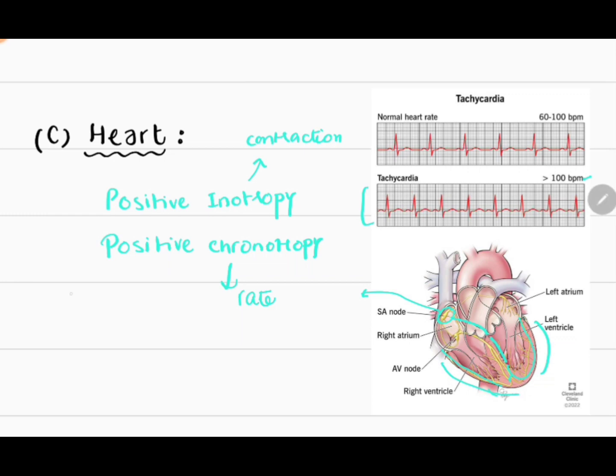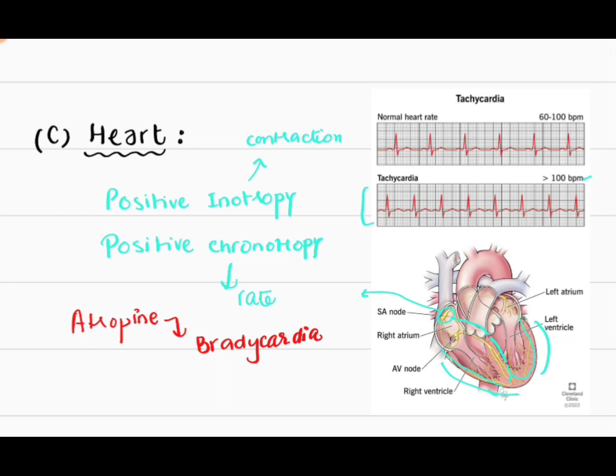So this effect is utilized in the setting of bradycardia. We have atropine. Atropine is used in the treatment of bradycardia. Any symptomatic bradycardia, in which the heart rate is less than 60, in those conditions we use atropine.